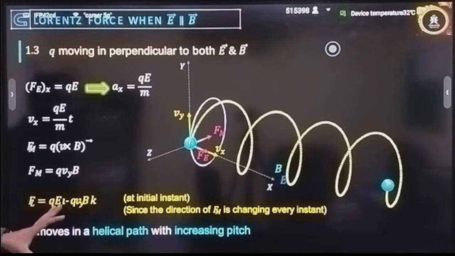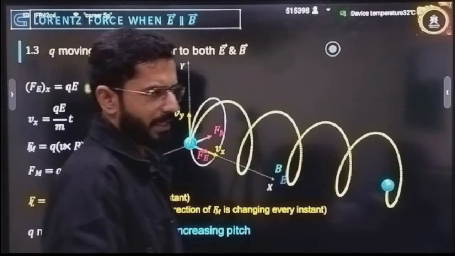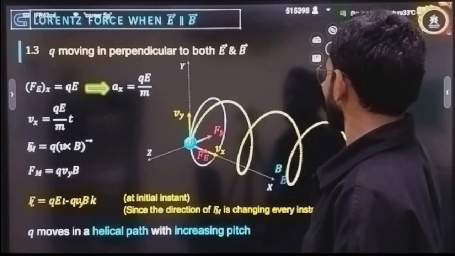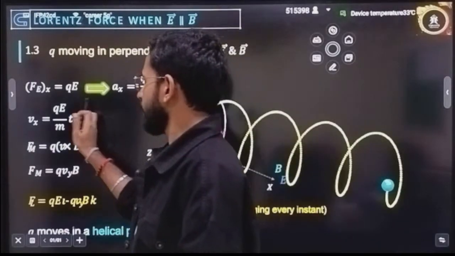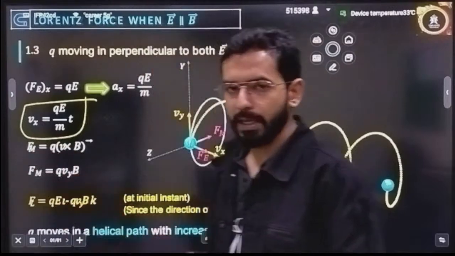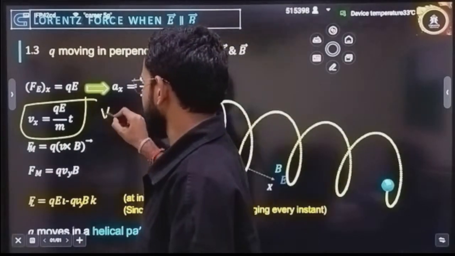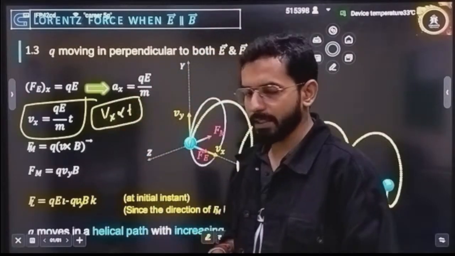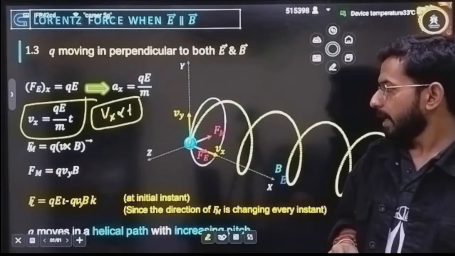Correct. Now, what kind of path will be there? We have calculated that the velocity is equal to qE divided by m into time. This is the velocity I have told you. That means, can you say velocity in x direction is proportional to time? Velocity in x direction is proportional to time.